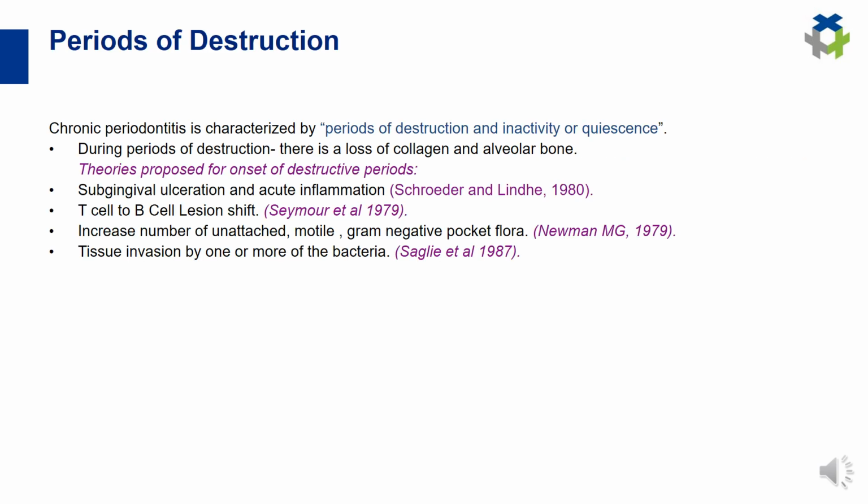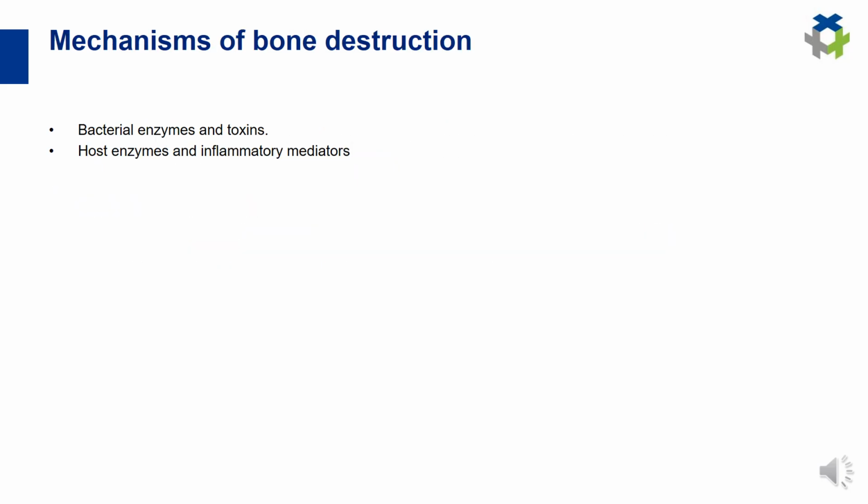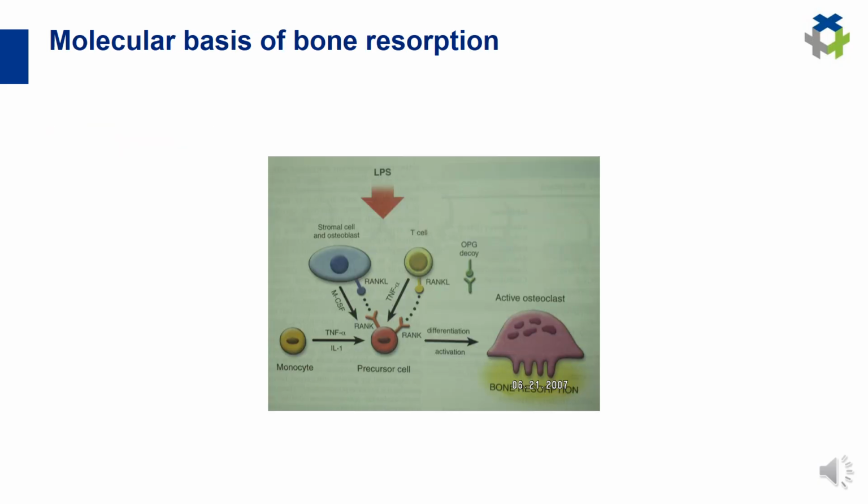Chronic periodontitis is characterized by periods of destruction and inactivity or quiescence. During the periods of destruction, there is loss of collagen and alveolar bone. A theory is proposed for the onset of destructive periods: subgingival ulceration and acute inflammation, and a T cell to B cell shift that increases the number of motile gram-negative flora and tissue invasion by one or more bacteria. So the bacterial enzymes and toxins are responsible, and host inflammatory mediators are responsible for bone destruction to take place.